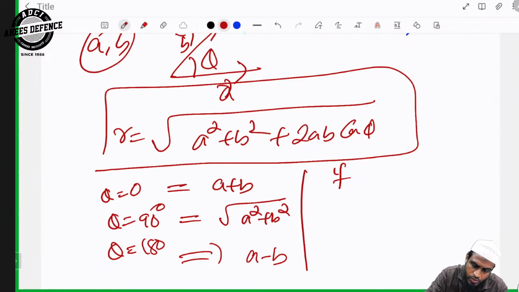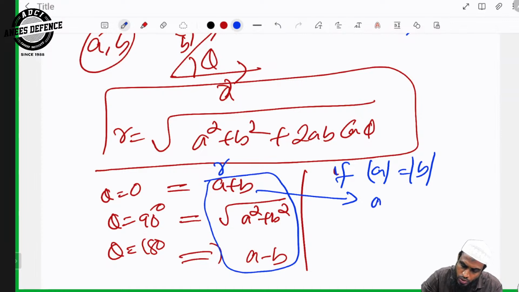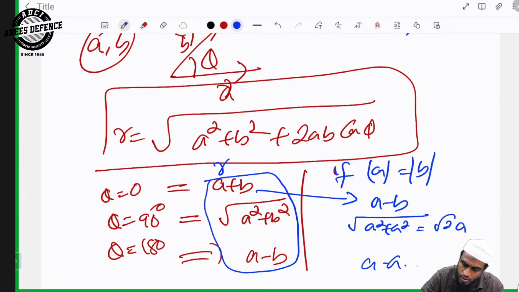In the special case, if mod A equal to mod B, then in this case, here also, this is all our resultant. Here R will be equal to A minus B, here R will be equal to root of A square plus A square, root 2A, and here R will be equal to A plus B. Either A plus B, or here A minus B, that is A minus A equal to 0. A plus B, A plus A equal to 2A.